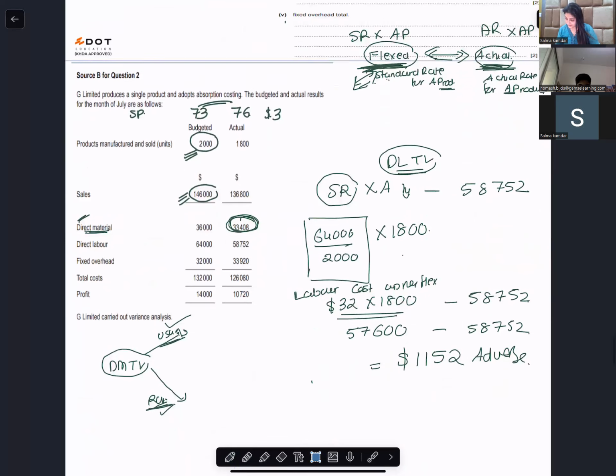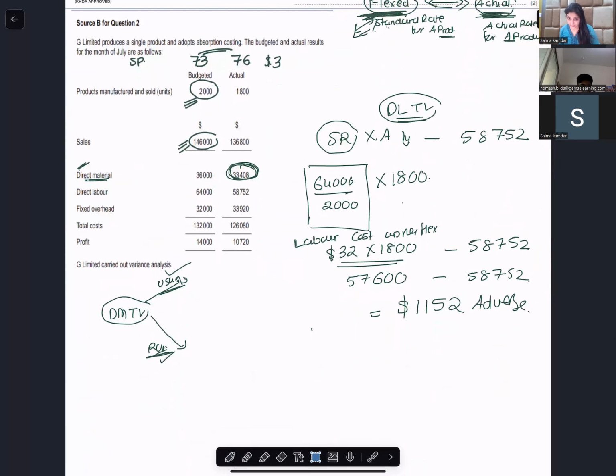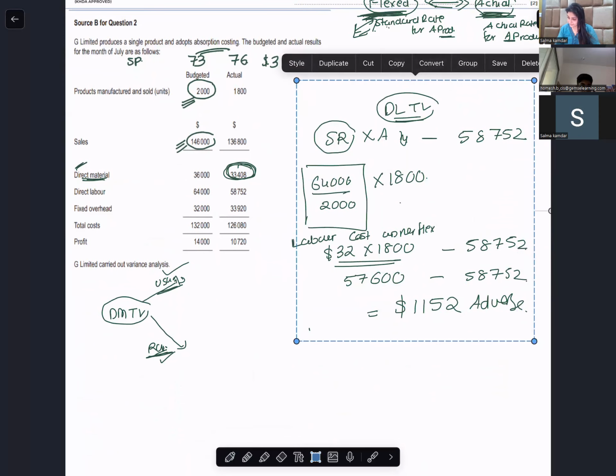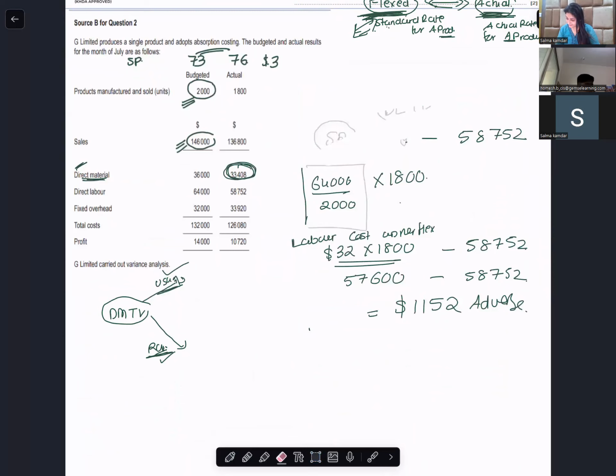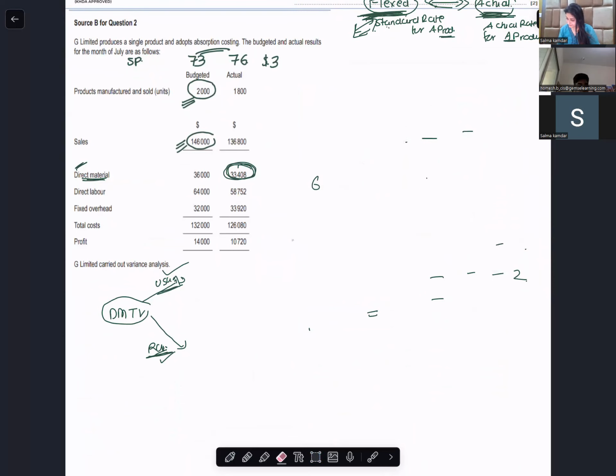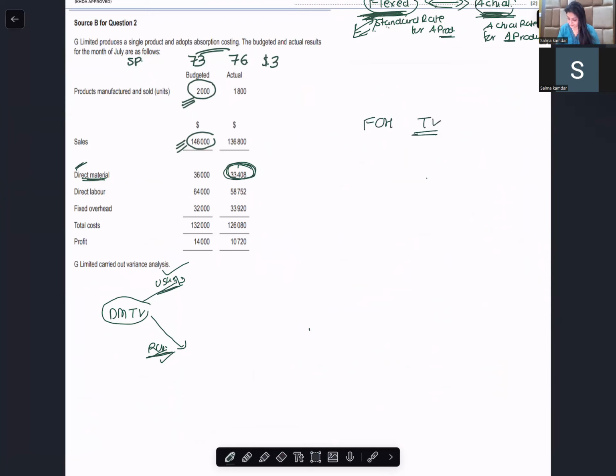Fixed overhead total variance. How do you calculate the fixed overhead total variance? Yes, the actual is 33,928. How do you calculate your fixed overhead total variance? As per flexed minus actual.